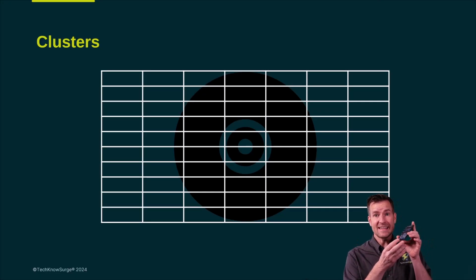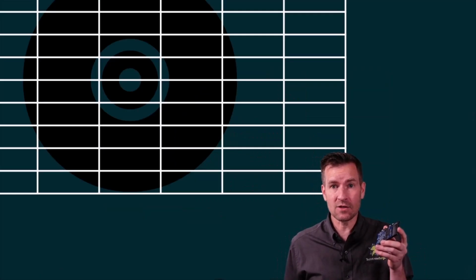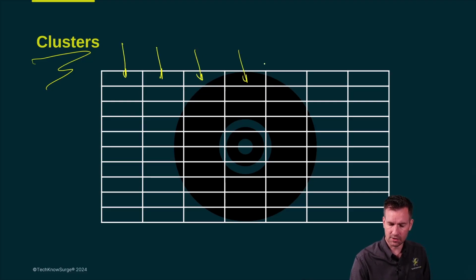Your storage device is like a container. And within this container, we have a lot of little compartments, and we store the data into these little compartments. These compartments are called clusters, and so we store data into these little cluster compartments.